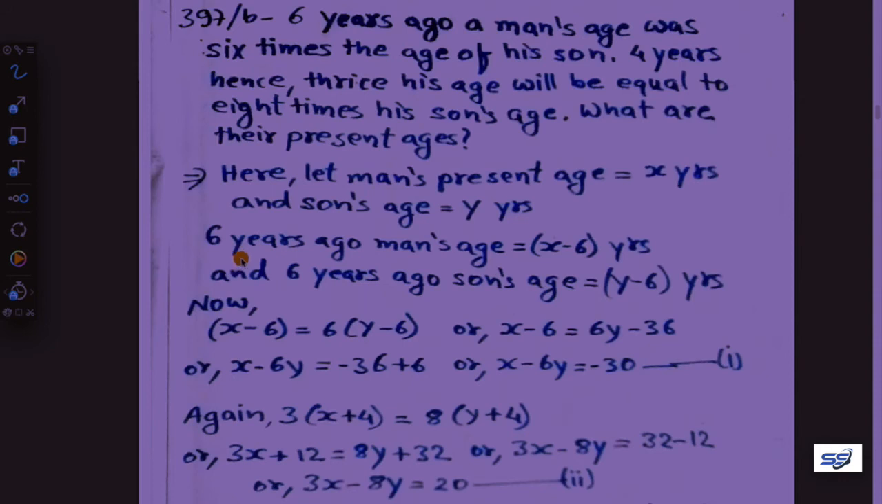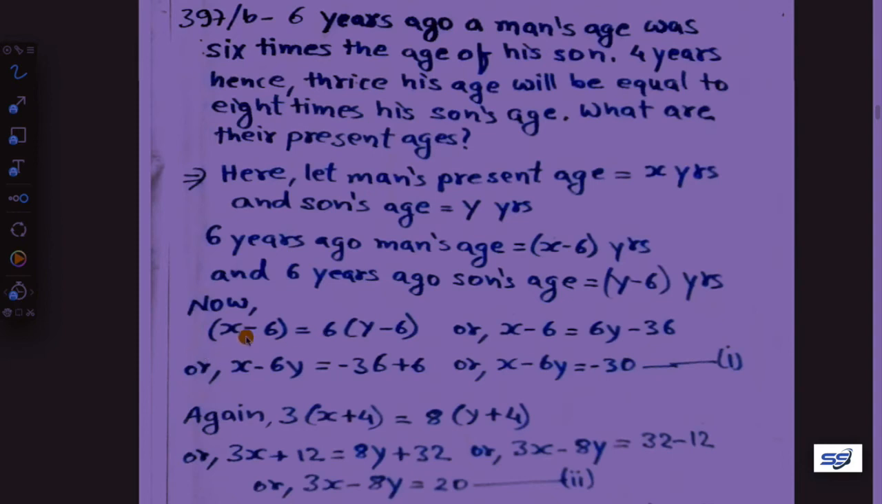From the first condition, 6 years ago a man was 6 times his son's age. It means 6 years ago the man's age is x minus 6, and 6 years ago the son's age is y minus 6. The man's present age is x, so 6 years back is x minus 6, and the son is the same, y minus 6.